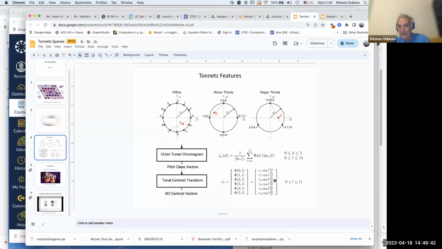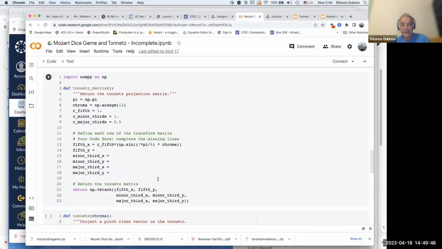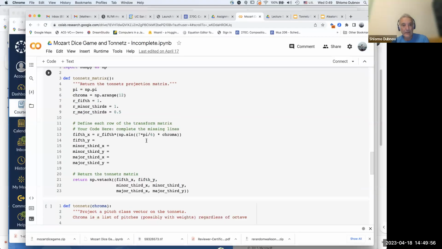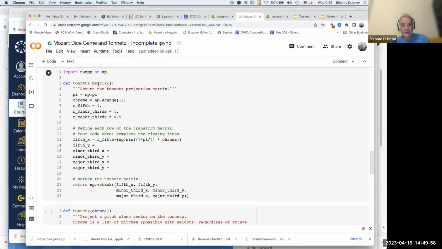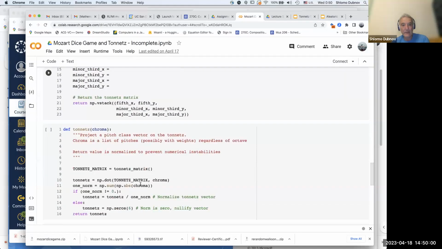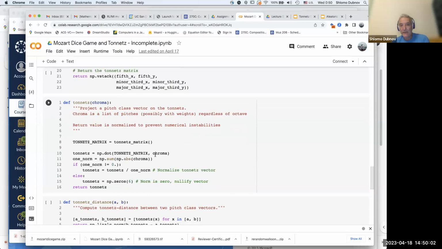So it's the sine of 3 pi over 6. So go back and forth between this slide and this assignment and just complete this matrix. Okay. So now we get these 6 coordinates, x and y. And once you have this Tonnetz matrix, we use this to make the transformation. Okay, Tonnetz matrix times chroma.